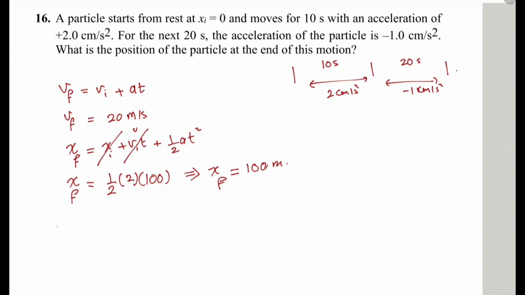Now let's find X final for the second part, which is equal to X0 plus V initial T plus half A T square. And V initial for the second part is actually the final velocity for the first part. So V initial is equal to 20 in this case.